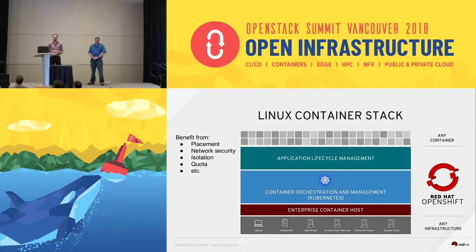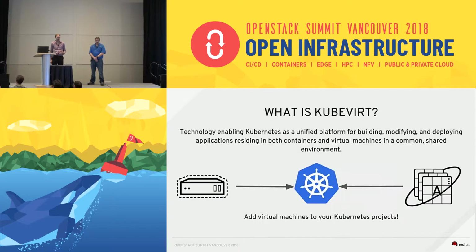And by doing so, the thinking is that we can take advantage of many of the things that Kubernetes can do for us in terms of placement, network security, isolation, quotas, etc., and share those capabilities between both the application container workloads and the virtual machine workloads that we want to run. So effectively taking these two separate management planes and combining them using Kubernetes as that common element.